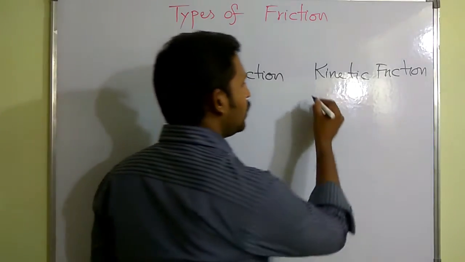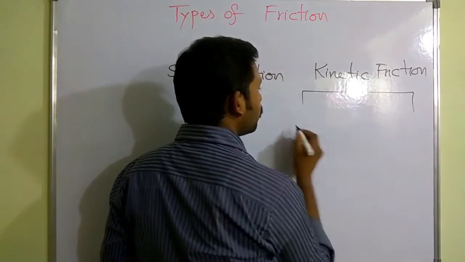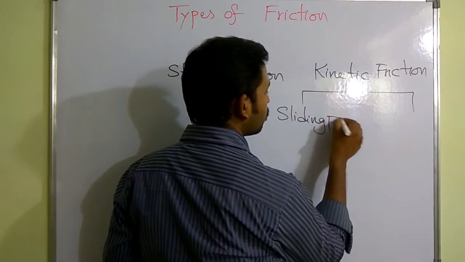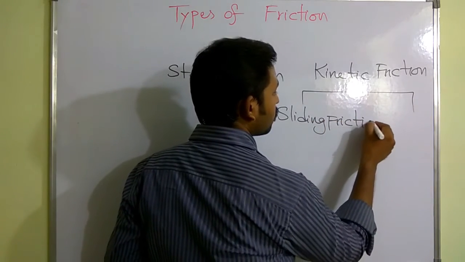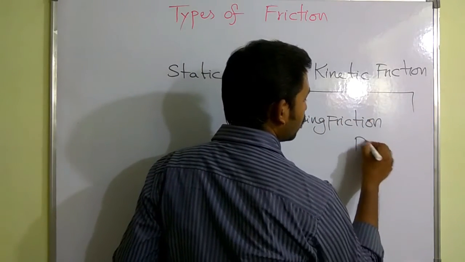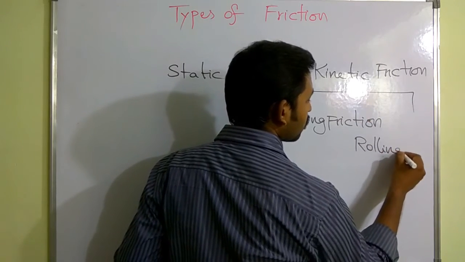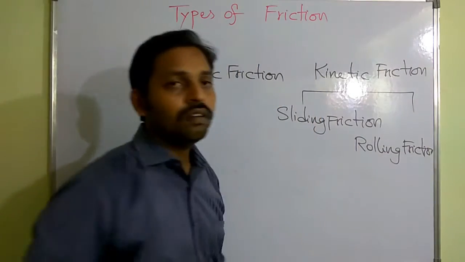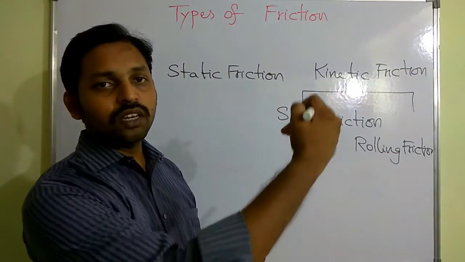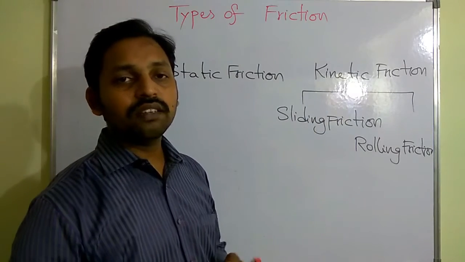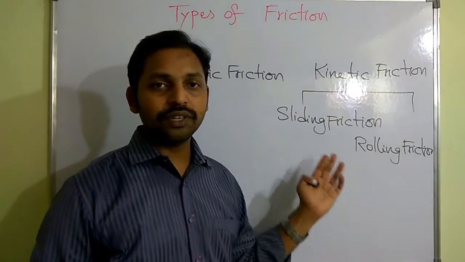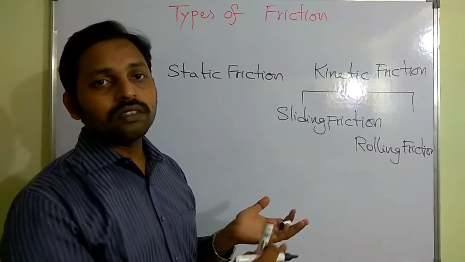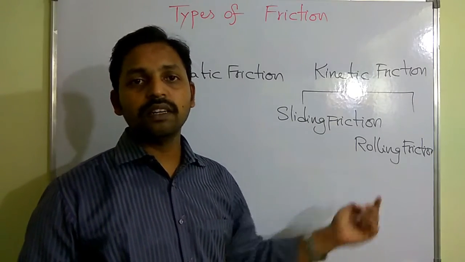Again, kinetic friction can be classified into two categories. First one is sliding friction, and second one is rolling friction. When an object on an inclined plane is sliding downwards, the friction experienced is nothing but sliding friction. On a surface, if a wheel is rolling over that, the friction experienced is nothing but rolling friction.